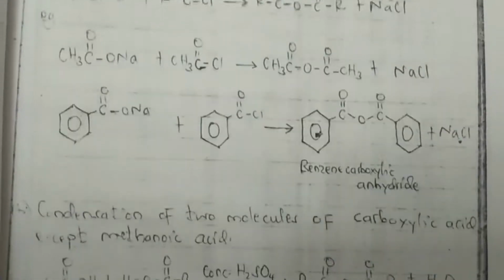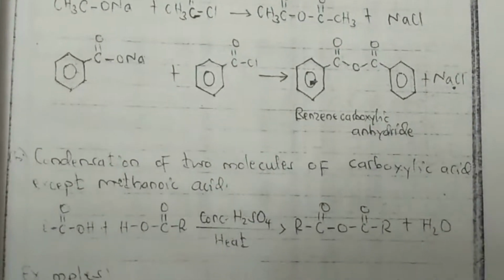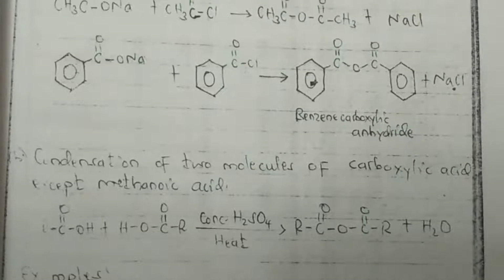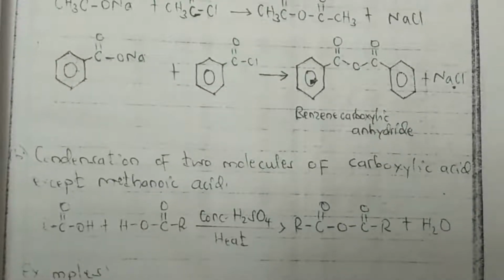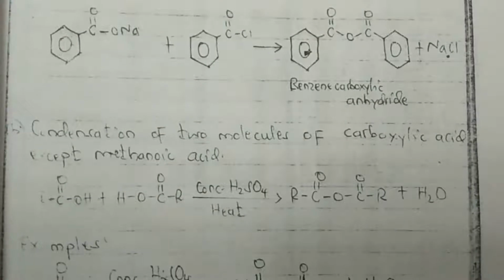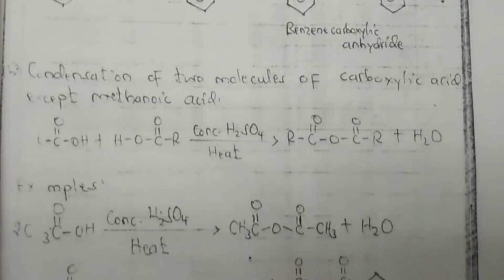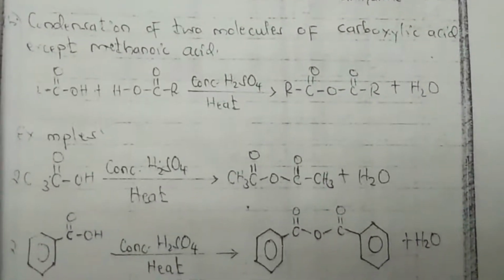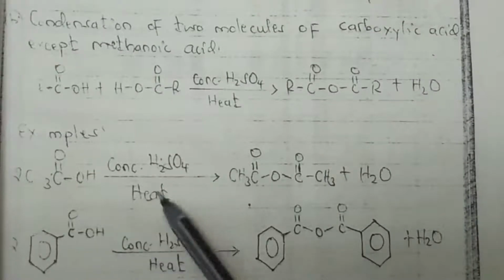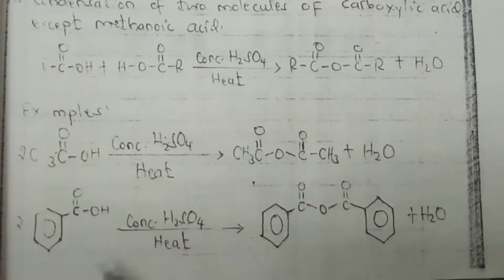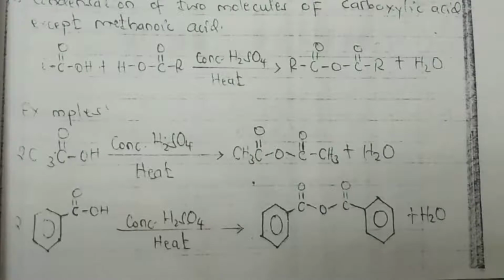But second, you can do condensation of 2 molecules of carboxylic acid except methanoic acid. So this condensation is done in the presence of conc sulfuric acid and in the presence of heat also. So this is the reaction of excess carboxylic acid with conc sulfuric acid in the presence of heat. We are releasing water molecules to get acid anhydride, and the reaction they are appearing like this. We have, for example, this ethanoic acid, we form ethanoic anhydride, and then you have the benzoic acid. The presence of conc sulfuric acid and heat, we get a benzoic anhydride like that way.